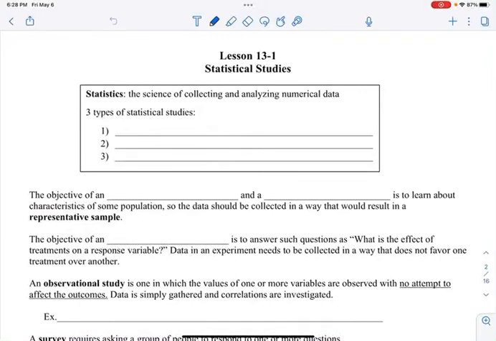Algebra 2. This is Unit 13, Statistics. It's our last unit. And this is Lesson 1, Statistical Studies. So statistics is the science of collecting and analyzing numerical data.